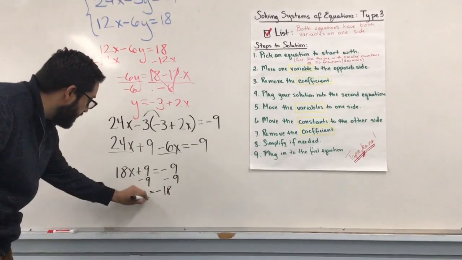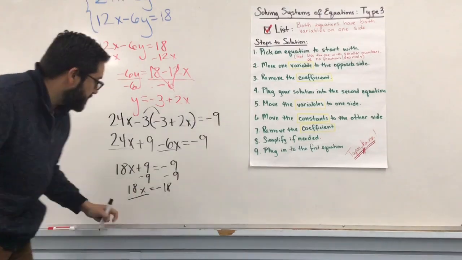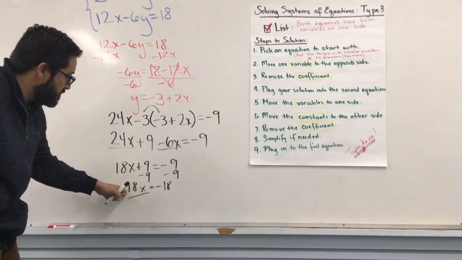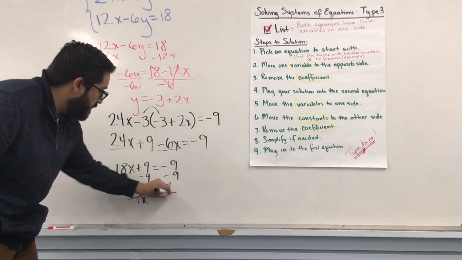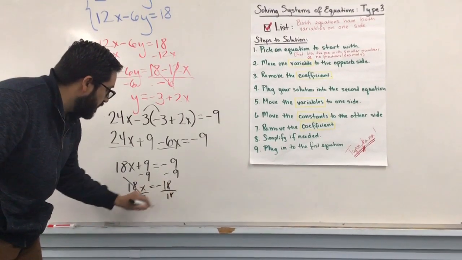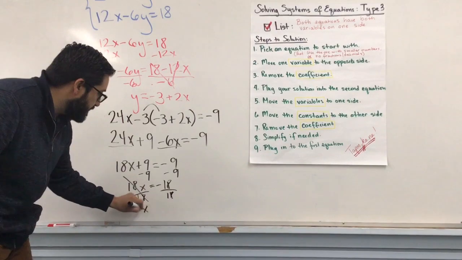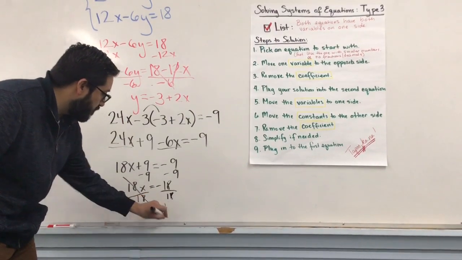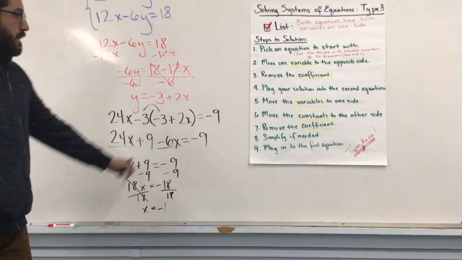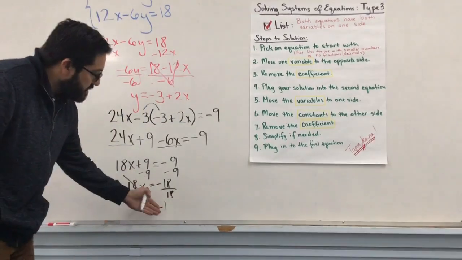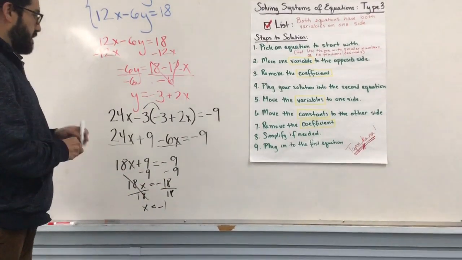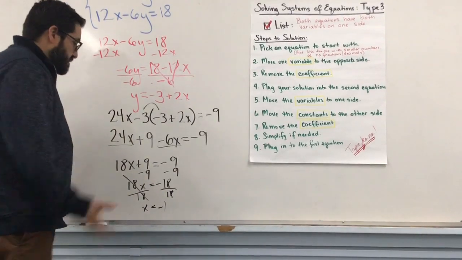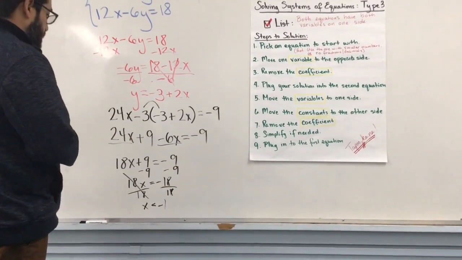Things are looking kind of pretty here. Now I need to remove the coefficient using opposite operations, so since it's 18 times x, I need to divide by 18. I'm going to divide this side by 18 as well, and x equals negative 1. Now simplify, I just did that, and I can plug into my first equation, which, yes. I sound like I don't know what I'm doing.